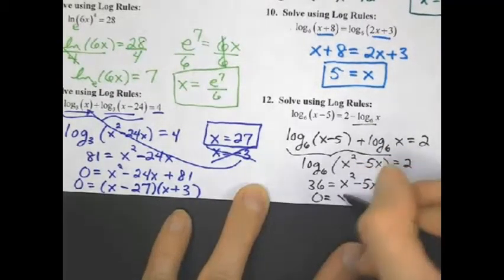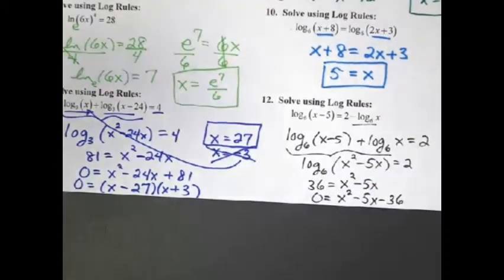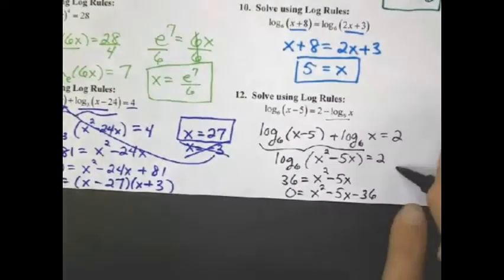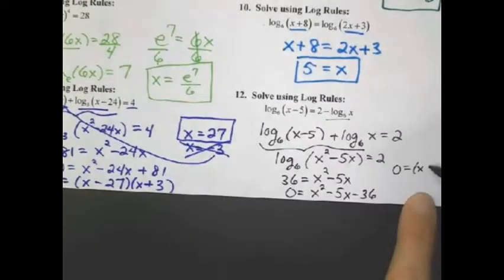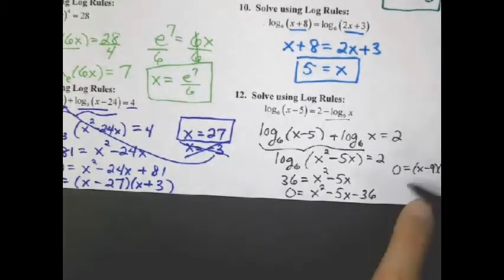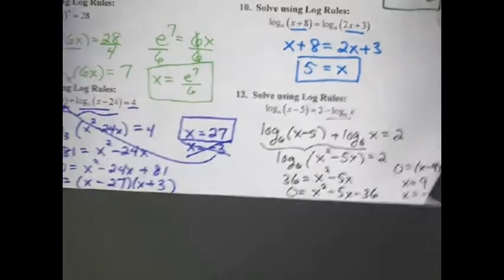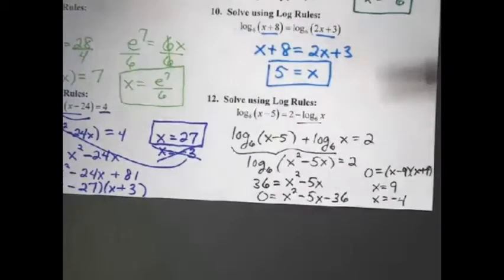Quadratic needs everything moved over to one side. Minus 36, and I'm going to try to factor this. So 0 equals, let's see, 9 times 4, minus 9, positive 4. So x equals 9 and x equals negative 4. Are both of those answers okay, or is one of them extraneous?